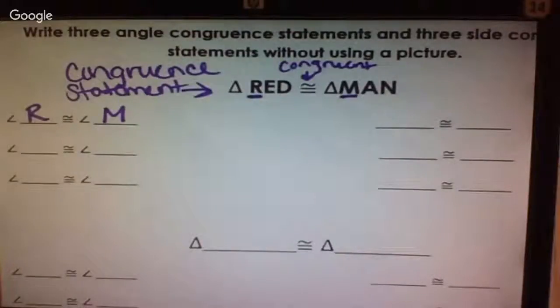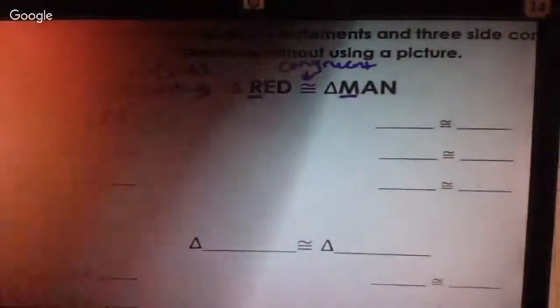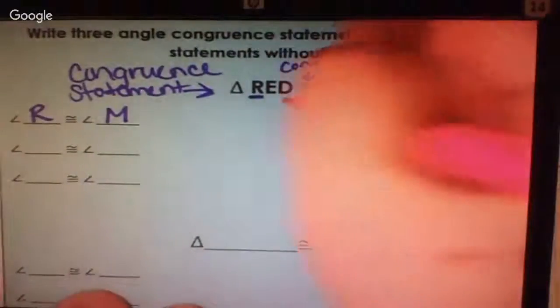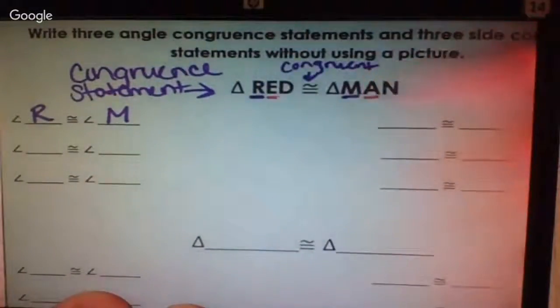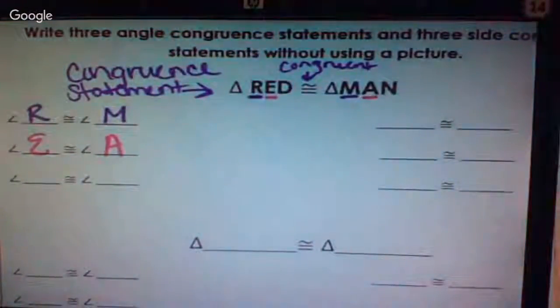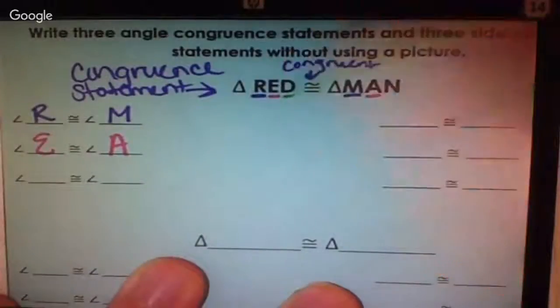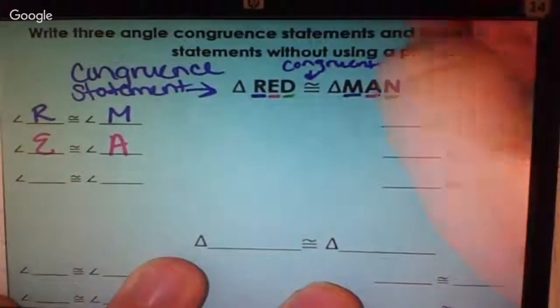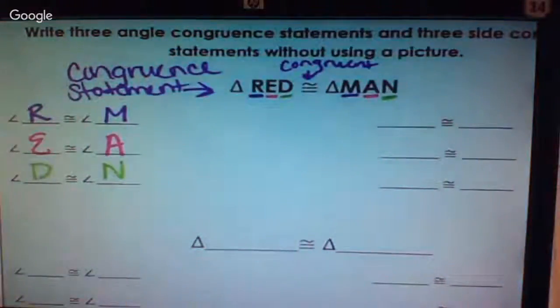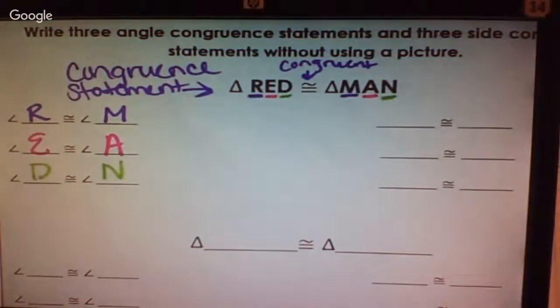Okay? E comes second. So what is E congruent to? A. So angle E is congruent to angle A. Angle D and angle N. Yes, it is that easy. Yay. Oh, I'm finna pass this quiz.